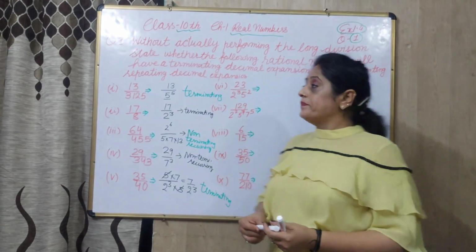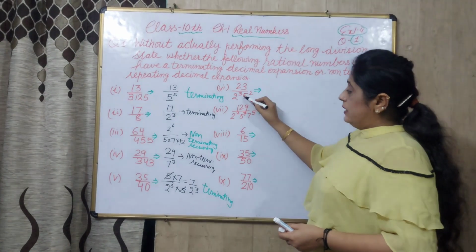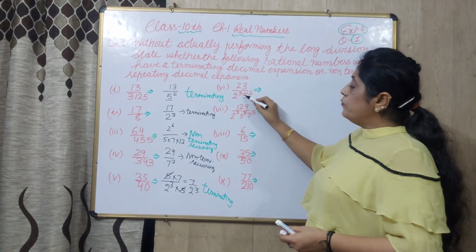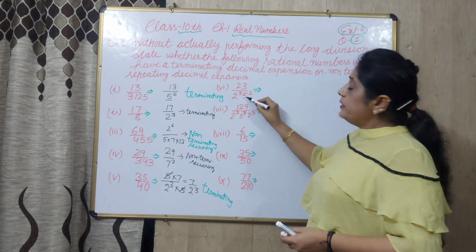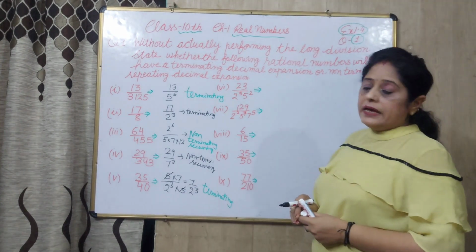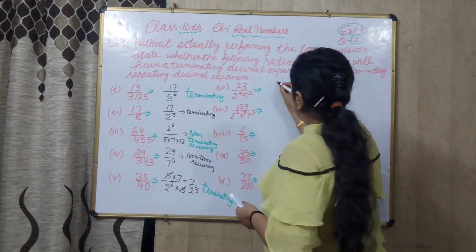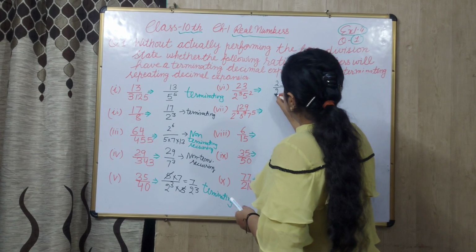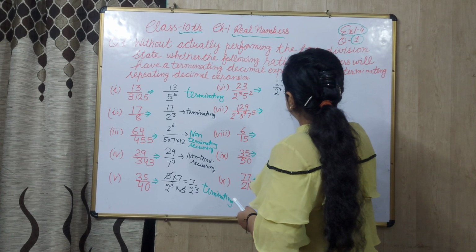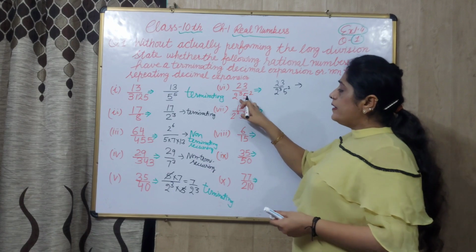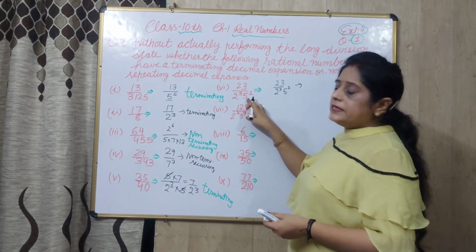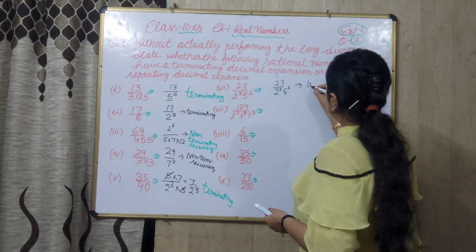Now the next sum, you can check. Our Q is in the form of 2 power m and 5 power n. It is terminating because 2 power and 5 power are already given.